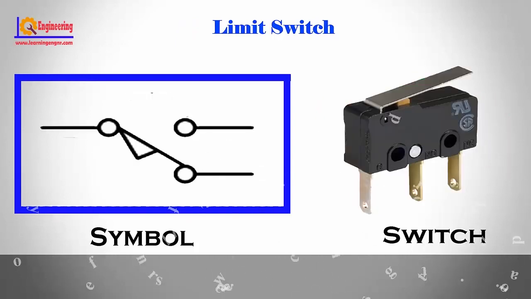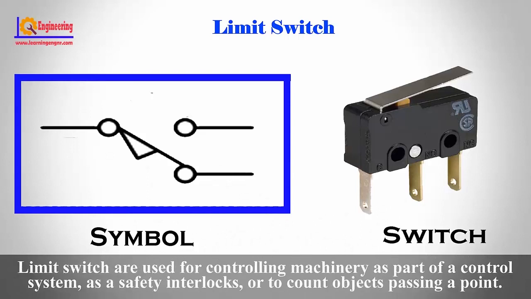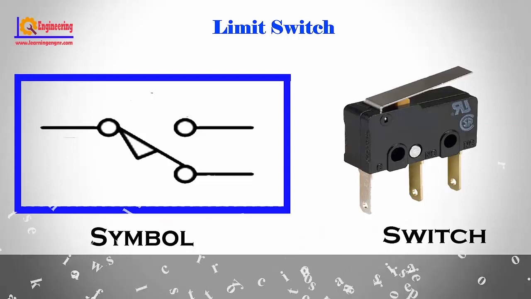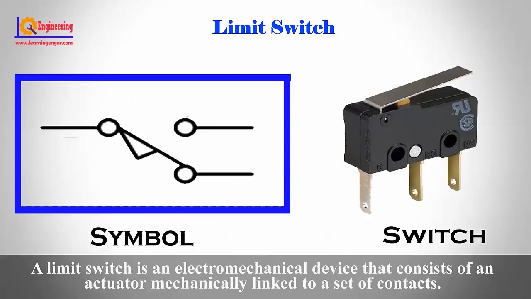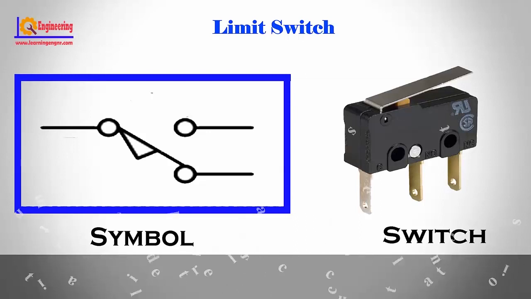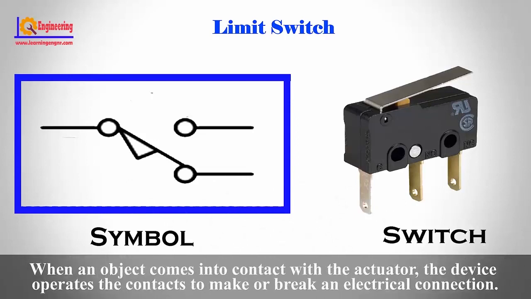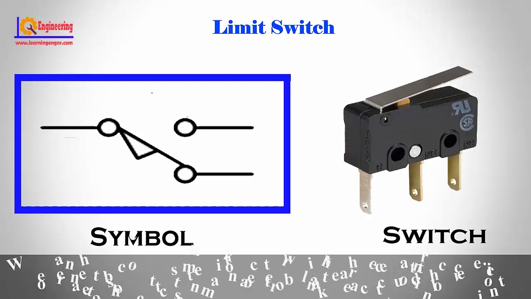Limit switch. Limit switches are used for controlling machinery as part of a control system, as safety interlocks, or to count objects passing a point. A limit switch is an electromechanical device that consists of an actuator mechanically linked to a set of contacts. When an object comes into contact with the actuator, the device operates the contacts to make or break an electrical connection.